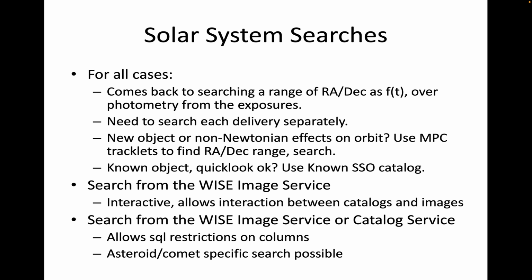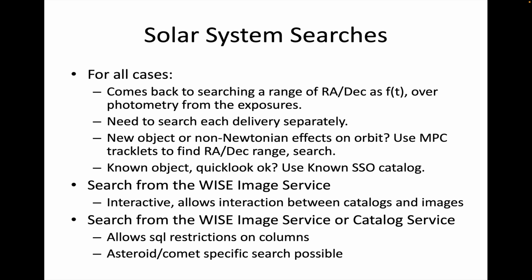If you have a known object, or more specifically, an object that was known at the time of the data delivery, and it's okay to just have a quick look of what kind of data WISE has, you can use something called the Known Solar System Object Association Catalog. That was part of each data delivery.